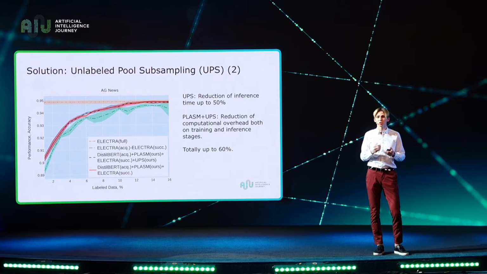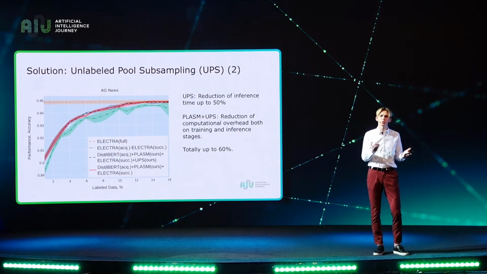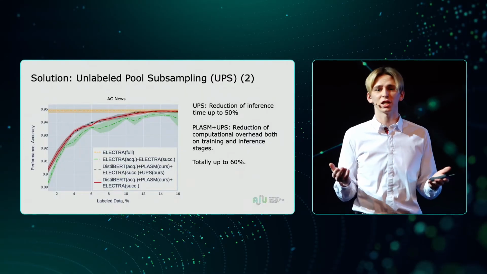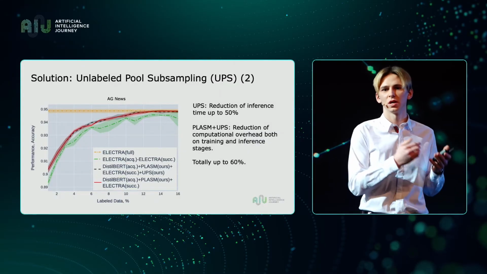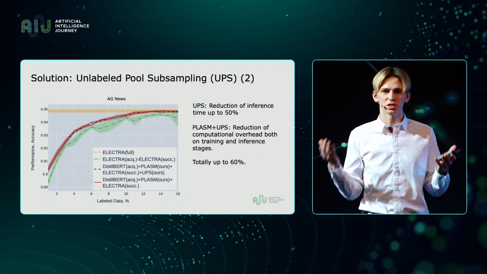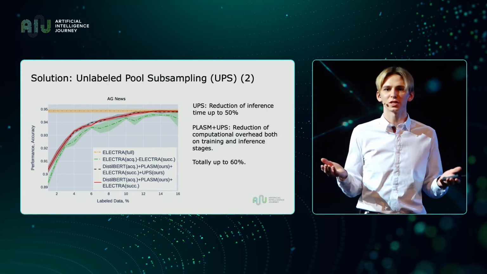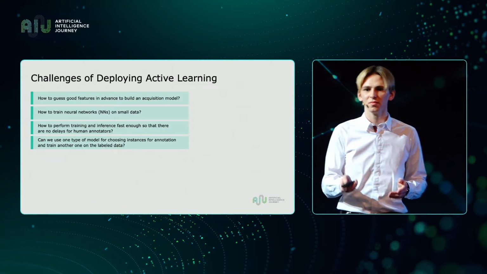On the slide you can see the curve where the black line is using UPS and PLASM algorithms together. It's not losing to conventional active learning in the green line and PLASM in the red line. We can see that UPS allows us to speed up the process by 50%, a twofold increase. And combining UPS and the PLASM algorithm allows us to decrease the time by 60%. Using these two algorithms makes the process of active learning threefold faster, three times more interactive.